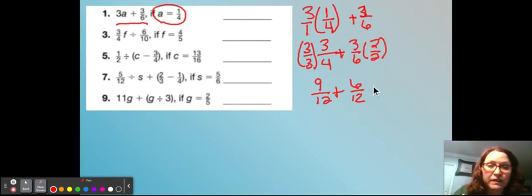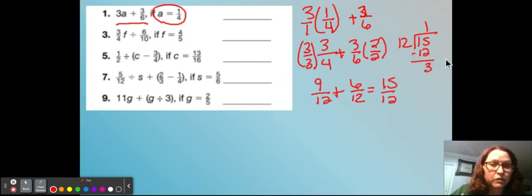So now 9 plus 6 equals 15 over 12. That means I have to divide because the top is bigger. So I am going to do 15 divided by 12. 12 goes into 15 one time. 1 times 12 is 12. 15 minus 12 is 3. So now I have 1 and 3/12. But I'm not done yet.